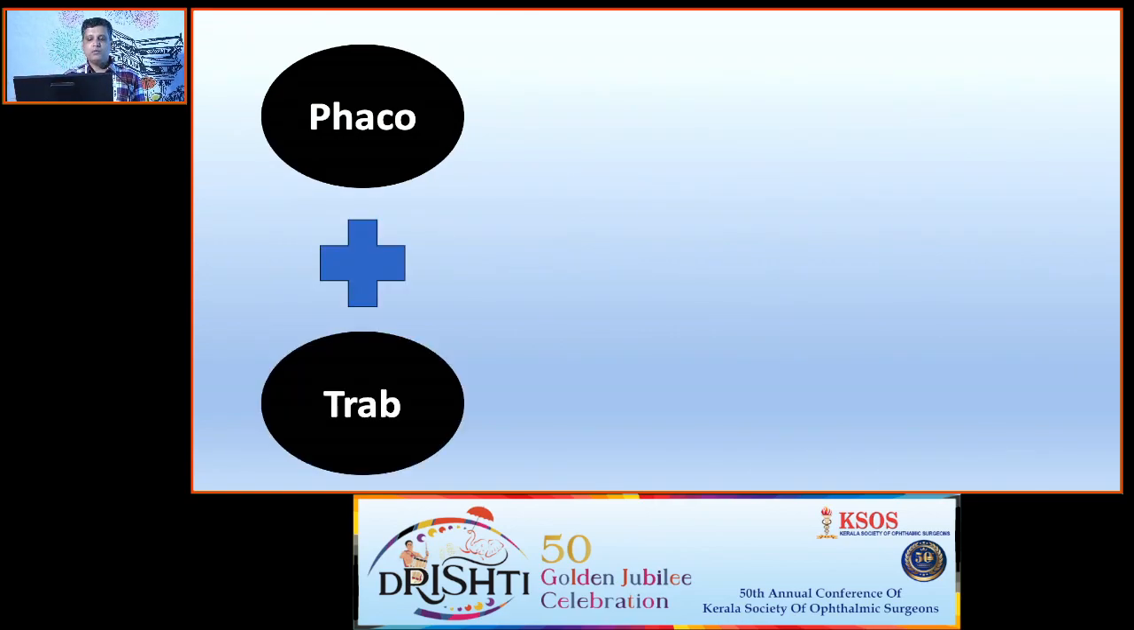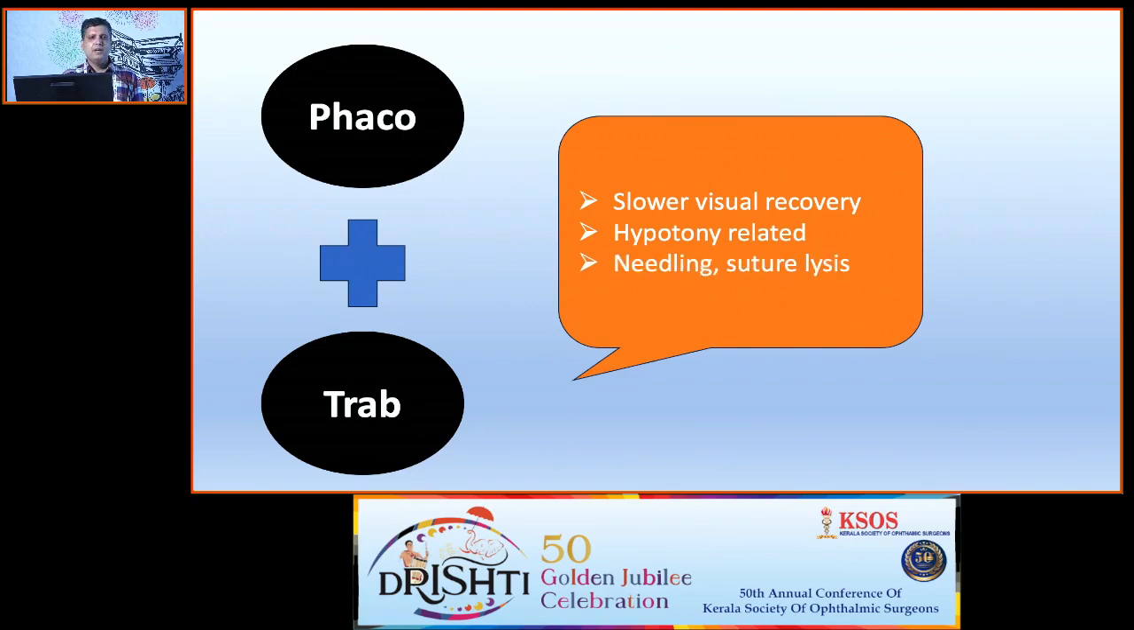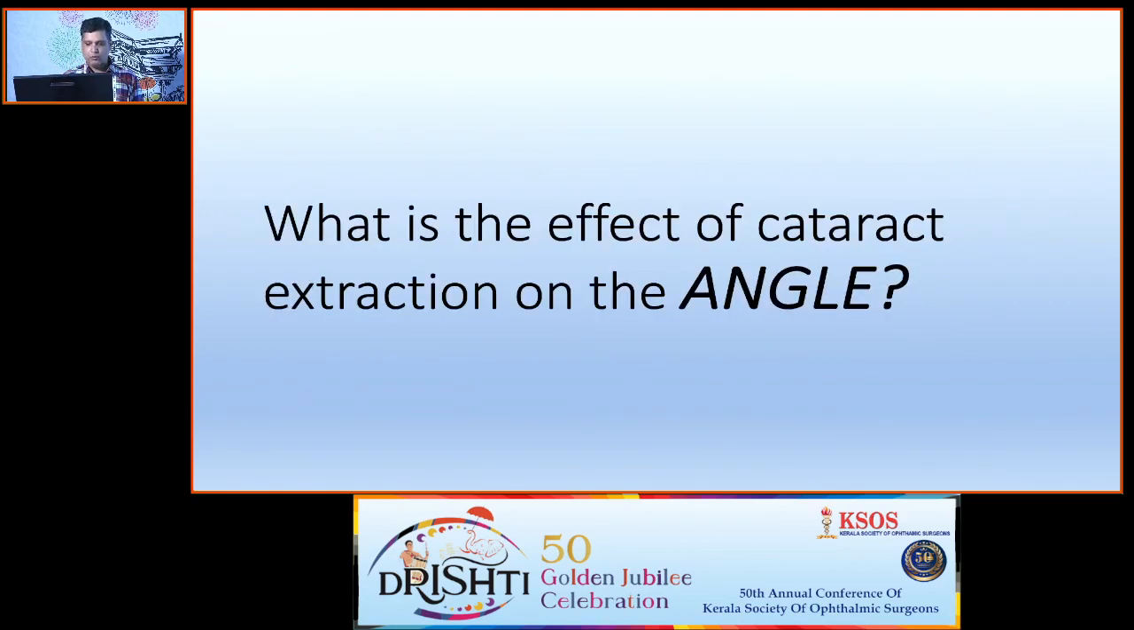But the problem is when you add trap onto phaco, you also invite a lot of complications. Generally, phaco trap eyes tend to have slower visual recovery. They also invite a lot of the trap complications like hypotony related complications. And even if you don't have complications, you are more likely to encounter multiple small procedures in the post-op phase. You might have to do needling, you might have to do suture lysis, and none of these are a part of phaco. So when you add trap to phaco, the patients will lack the wow factor that phaco brings, compared to phaco trap.